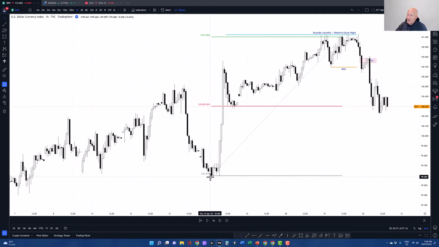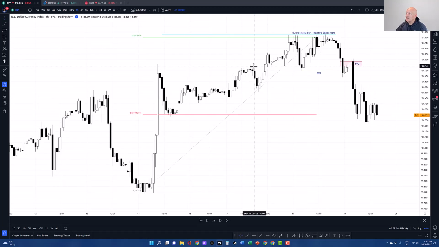So with our range from here to here, if we run our fib from the bottom of the range to the top of that range, we get our 50% mark, or our equilibrium. So we'd have an expectation that the market is going to pull back and consolidate to that level after it's had a run. And so you can see what happens after we run up to these relative equal highs here at 101. Again, that's this institutional price level that ICT talks about.